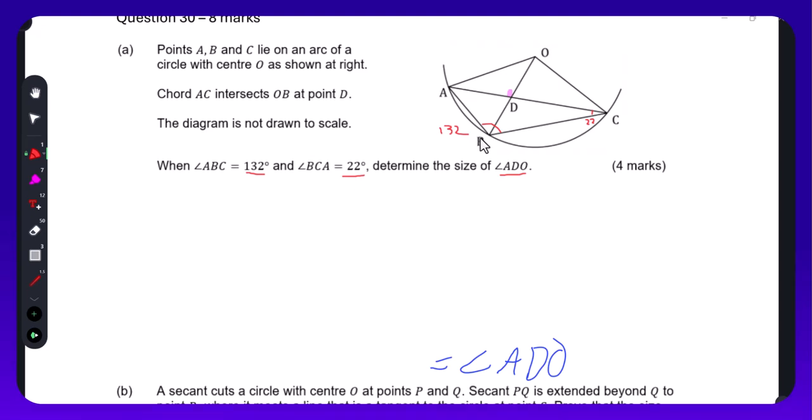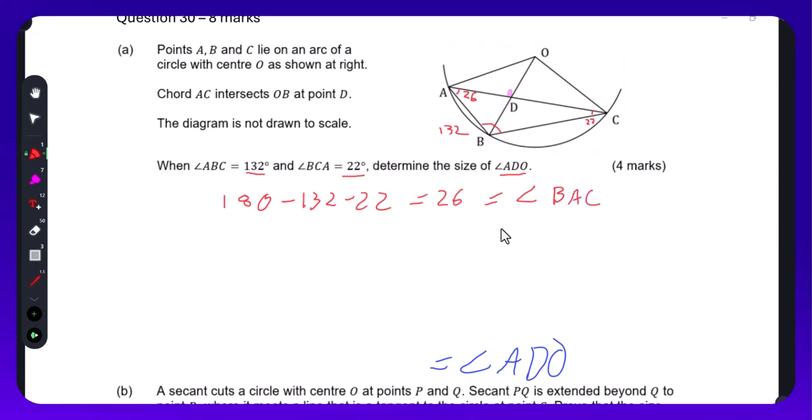First things first, I've got angle A should be over here, should be easy to find because it's going to be 180, take 132, take 22. 180, take 132, take 22. And that's going to be 154 between them, so it's going to be 26. So that one's going to be 26. Okay, so that is going to be angle BAC.